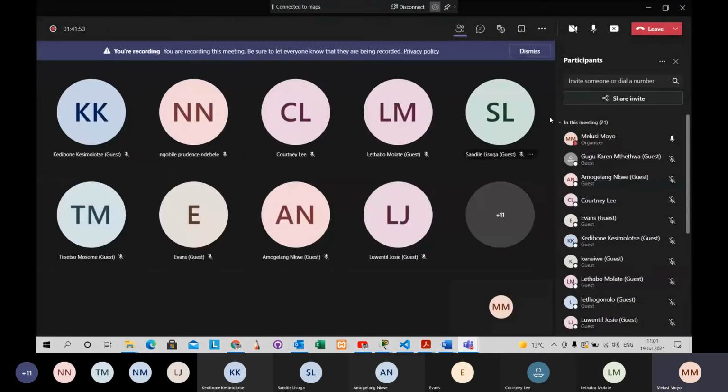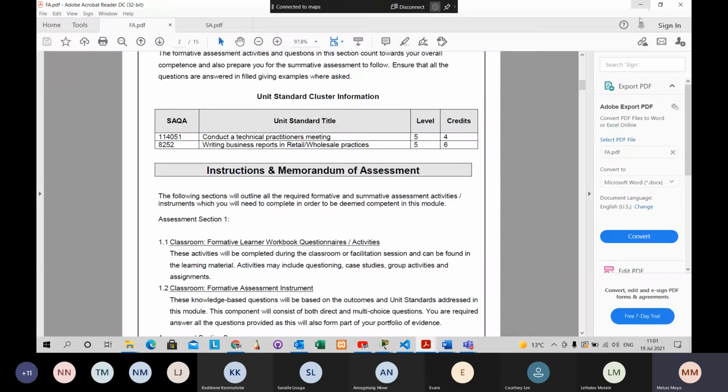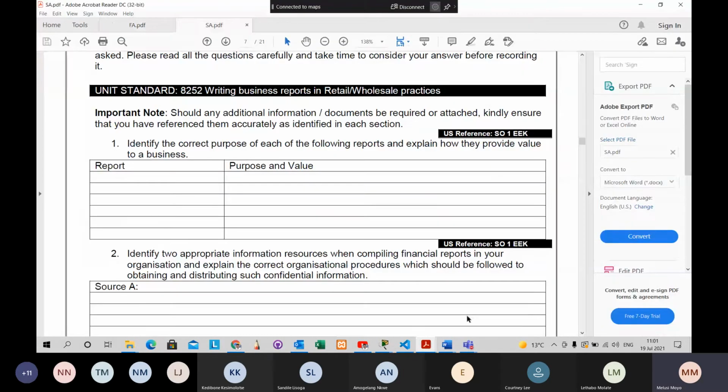Okay, there's no hand up. Let me quickly move to the summative. Question number 1, identify the correct purpose of each of the following reports. Explain how they provide value to a business.